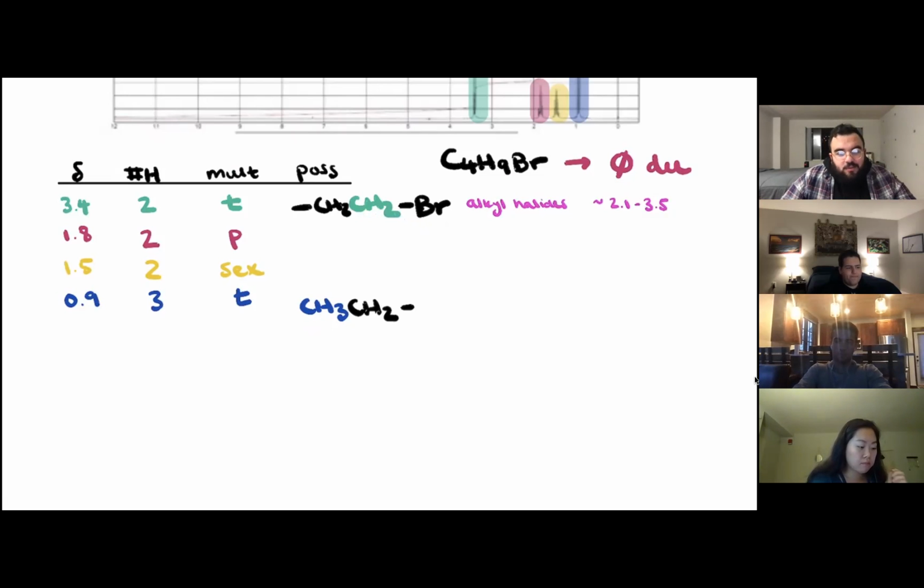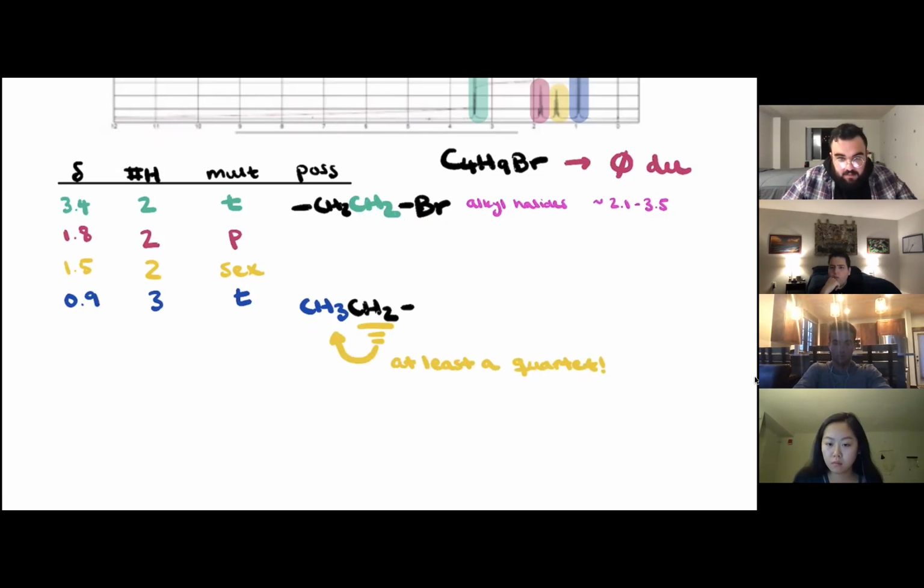Now I want to see what I have left. If I look at this CH2 over here, it's next to the CH3. Because I know for a fact it's already next to that CH3, I know this has to be at least a quartet, because having 3 neighbors is already going to be splitting it by 3, hence making it a quartet. Likewise, this guy right here, I know it has to be at least a triplet.